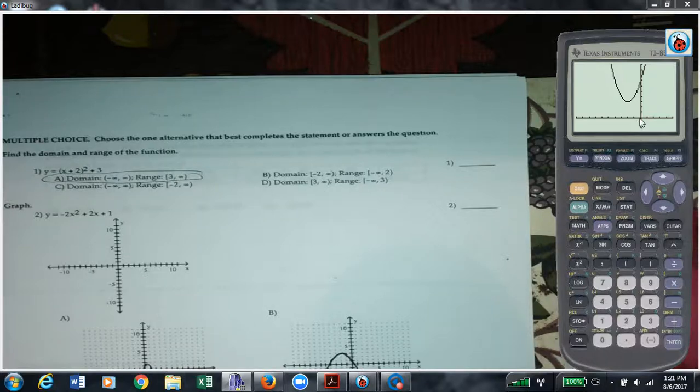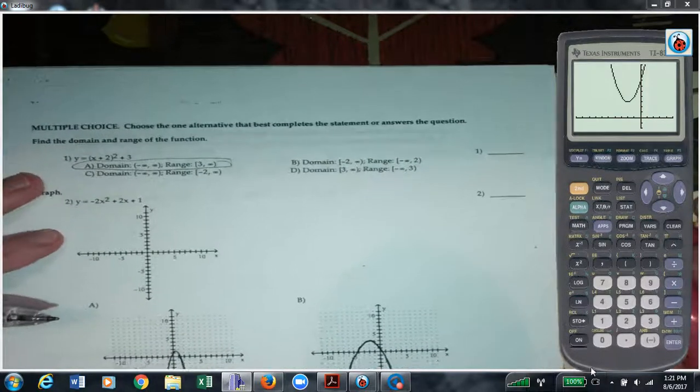The range, I look at the y-axis. I use the y-axis to measure how tall it is, and I go from lowest to highest. Lowest is here, and that corresponds with y equals 3. And there is no highest point. So the range goes from 3 to infinity. Okay, so that's another way we could have done that.